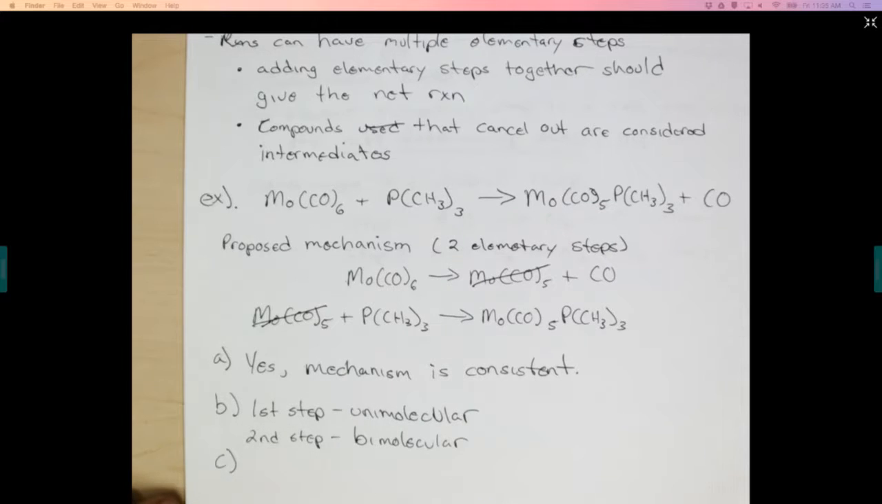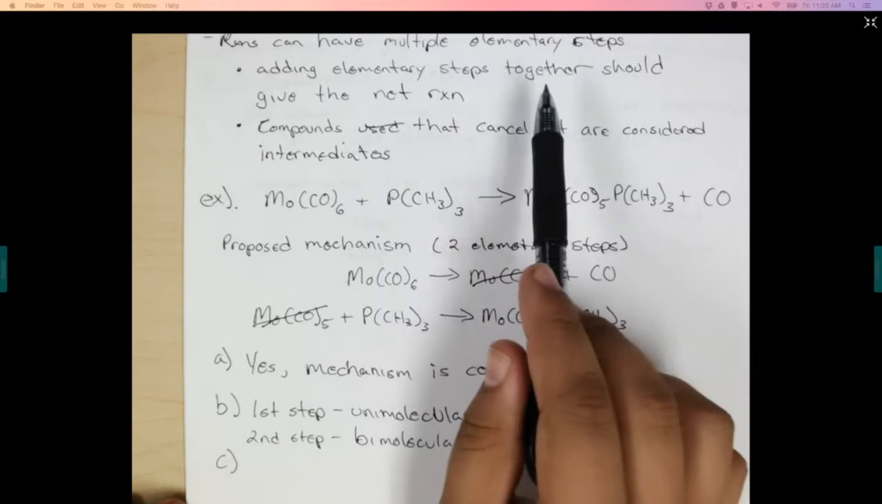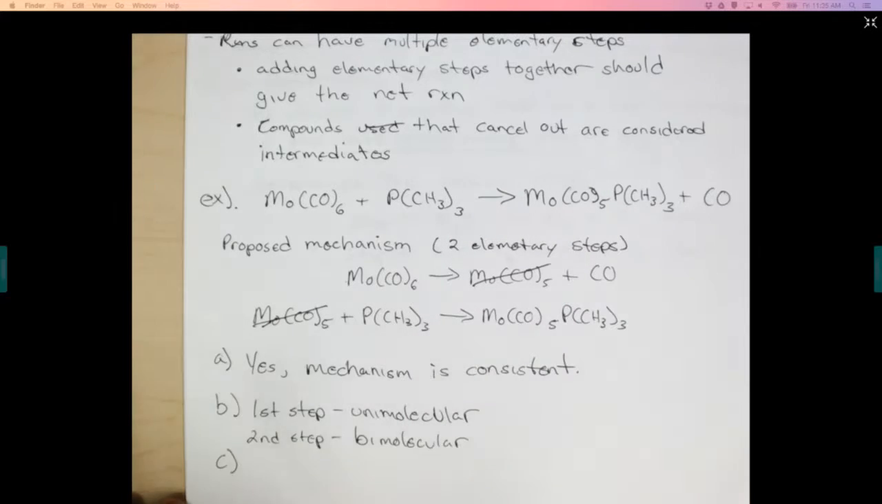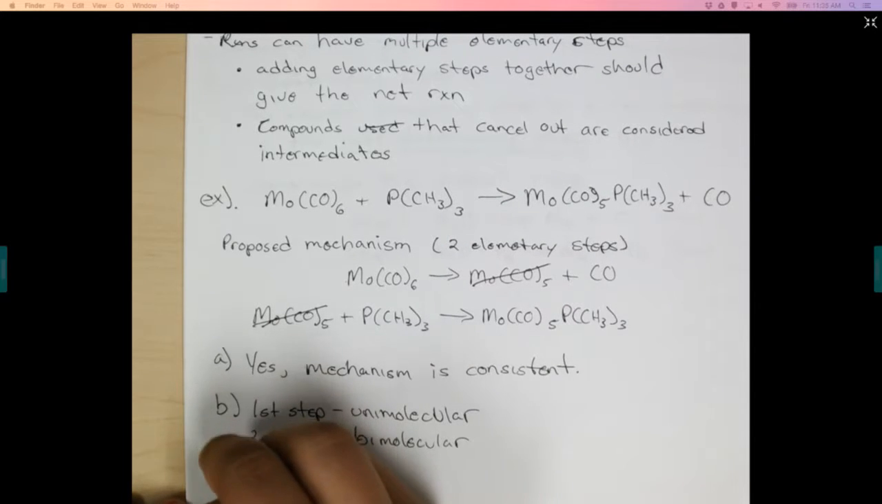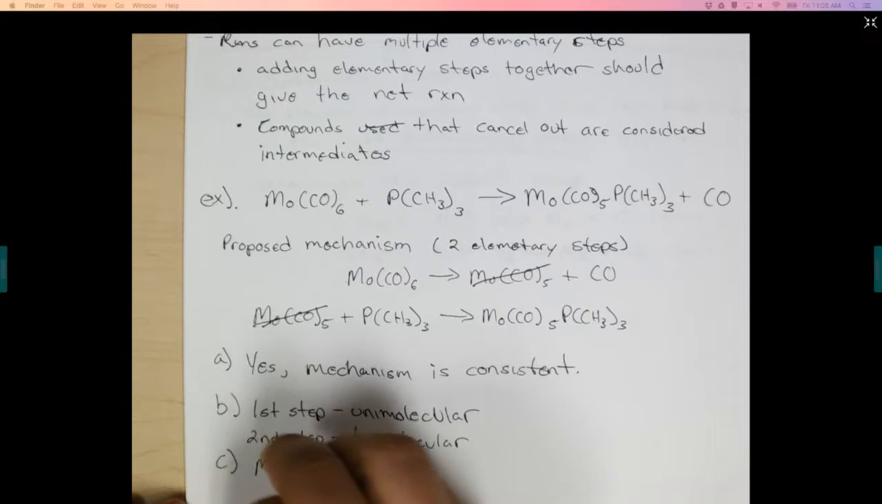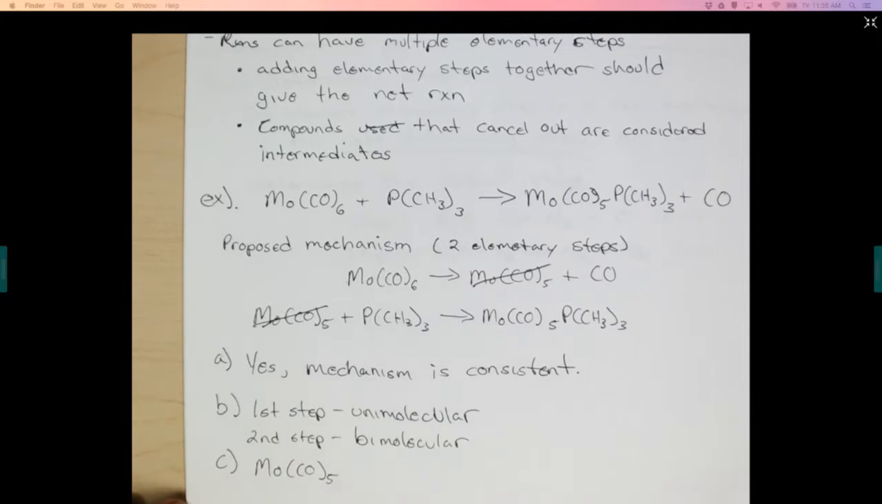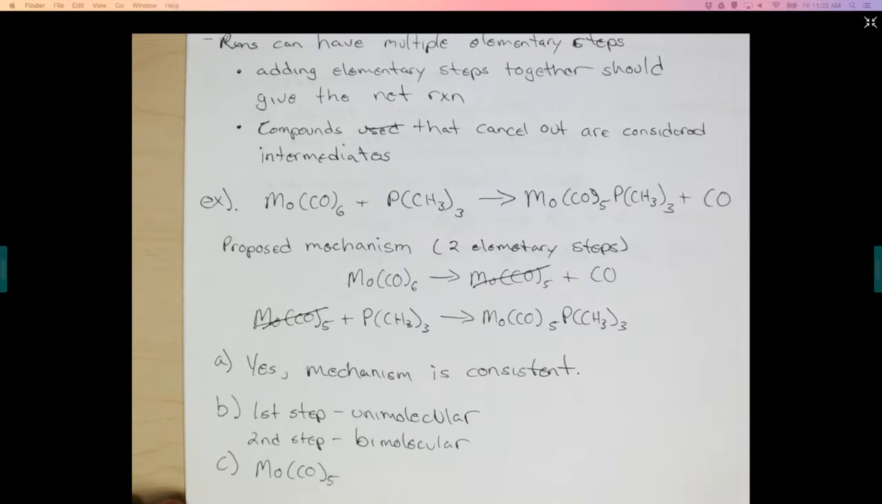And then the last question is C. It says to identify the intermediate. And remember, the intermediates are compounds that cancel out. And in this case, the only compound to cancel out is molybdenum pentacarbon monoxide. Okay, so there is an example of how to determine molecularity for a reaction when you have been given the elementary steps.